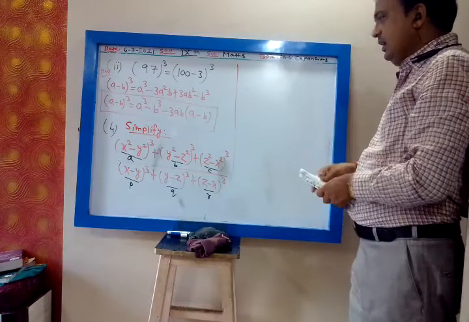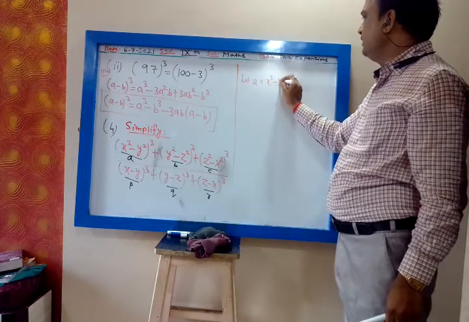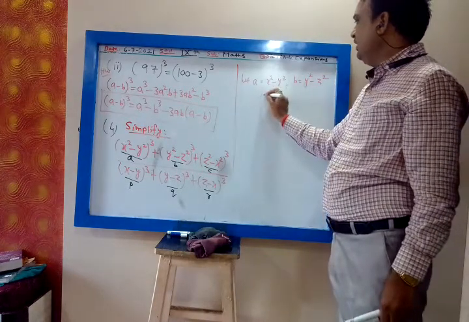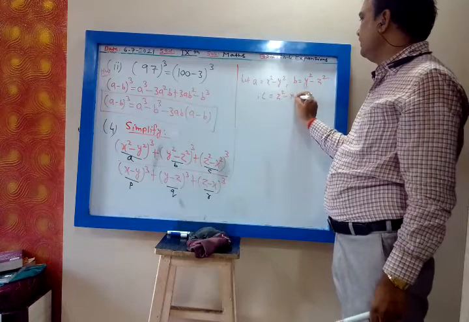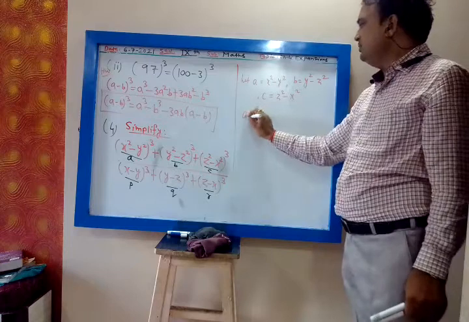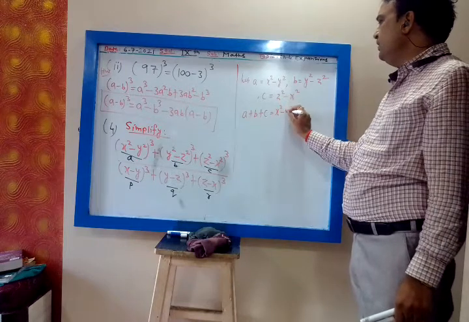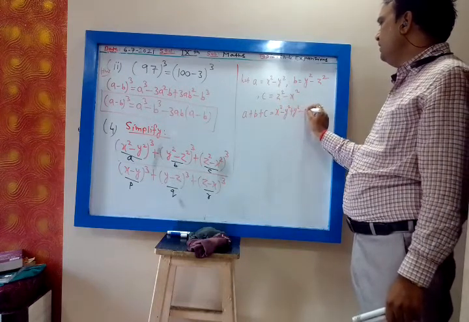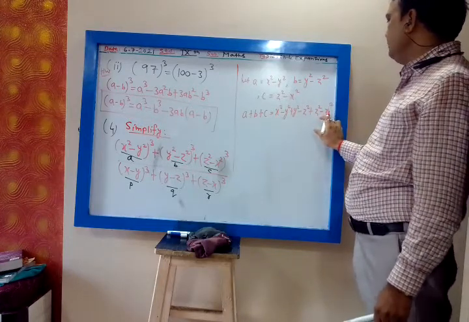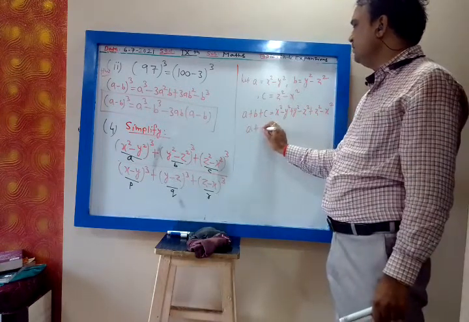So you will write: let a = x² − y², b = y² − z², and c = z² − x². Now we check whether a + b + c is 0. What is a + b + c? x² − y² + y² − z² + z² − x². So x² cancels with −x², −y² cancels with y², −z² cancels with z². So a + b + c is 0.